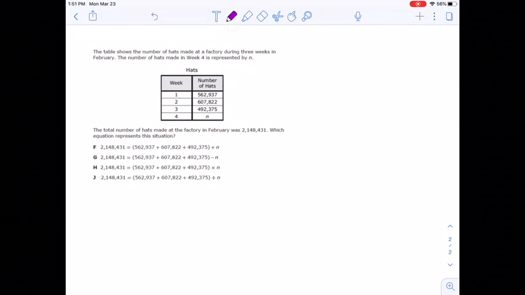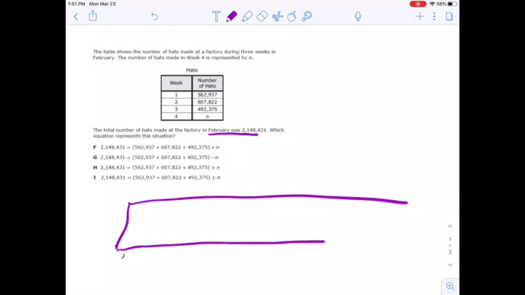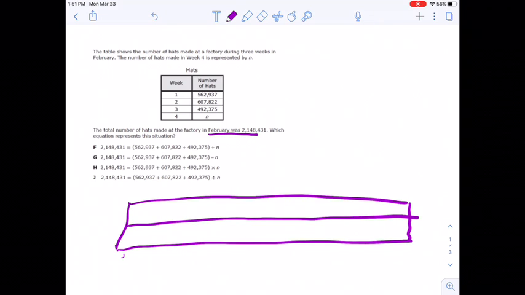So let's just ignore these equations for a minute and think about what we have. We have 4 weeks that they've been making hats, and we know the total. This looks like a strip diagram to me. So I'm going to draw a big strip diagram down here and see how we could put the information in to help us figure this out. We know the total we're given in February is 2,148,431. And then we have 4 weeks. So I'm going to divide this up into 4 parts.